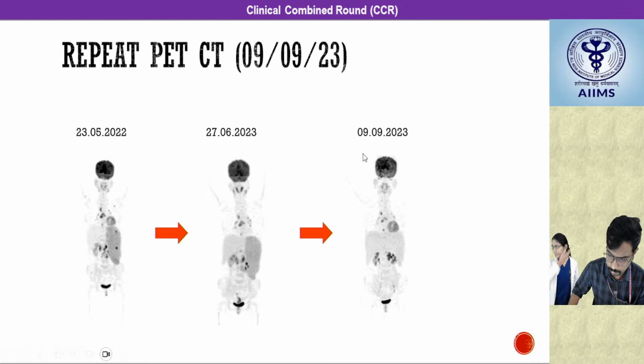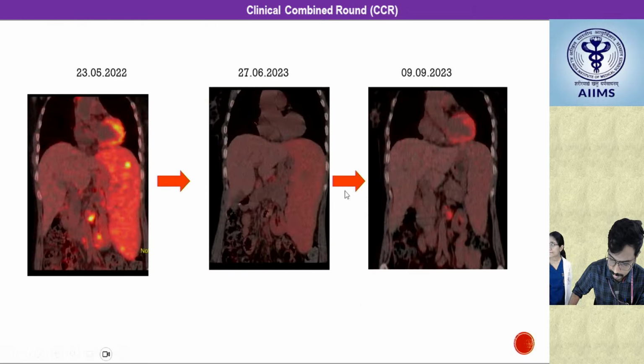A third PET CT was done on the 9th of this month, and we can see that as compared to the previous two scans, there was further reduction in the FDG uptake in mediastinal and abdominal lymph nodes and reduction in splenomegaly. So these are the coronal images. We can see that there is a reduction in splenomegaly as compared to the previous scan, and there is also a reduction in the FDG uptake.